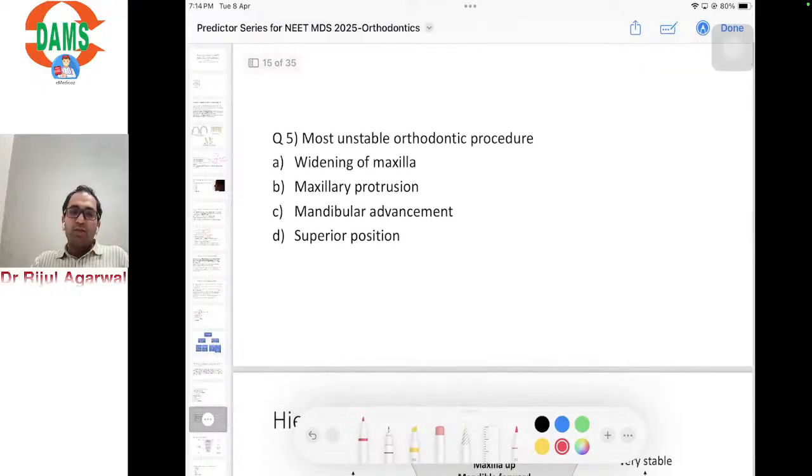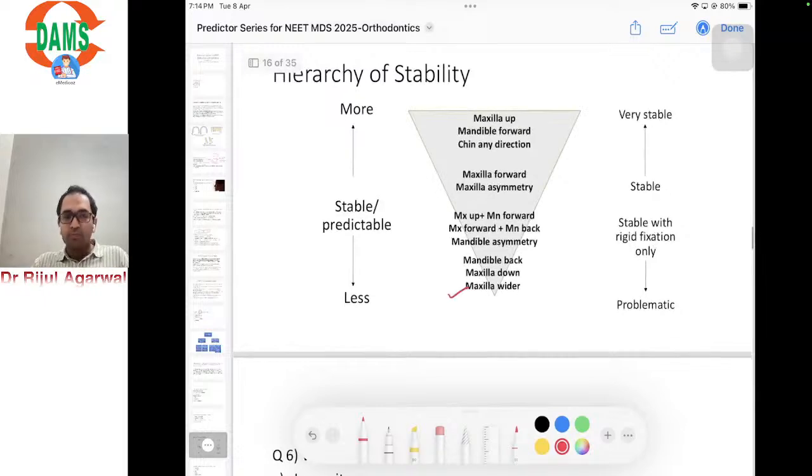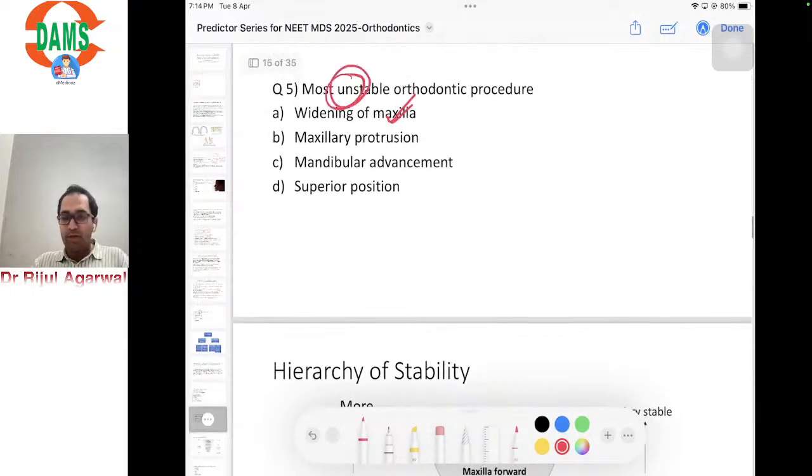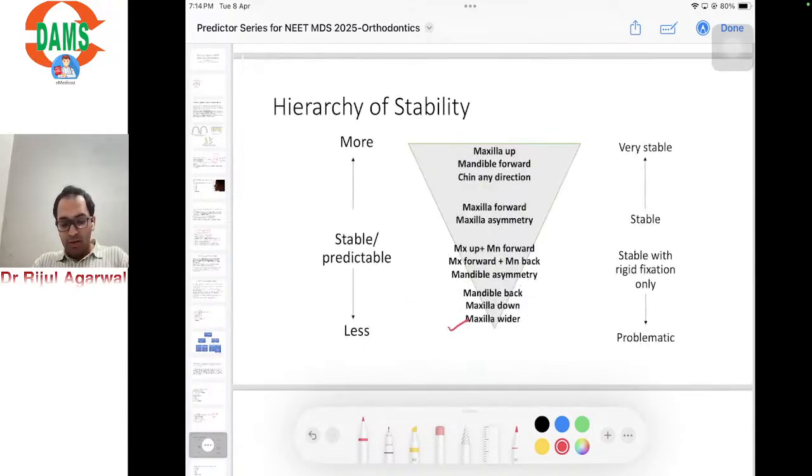Next, the most unstable orthodontic procedure is. This is part of the orthognathic surgery question: widening, protrusion, advancement, or superior. So the most unstable is the widening of the maxilla. They have asked most unstable, and they can twist it to least stable or highly unstable, something like that. They can twist and turn the language, just to trouble you. Most unstable, and the most stable would be the setback of maxilla.